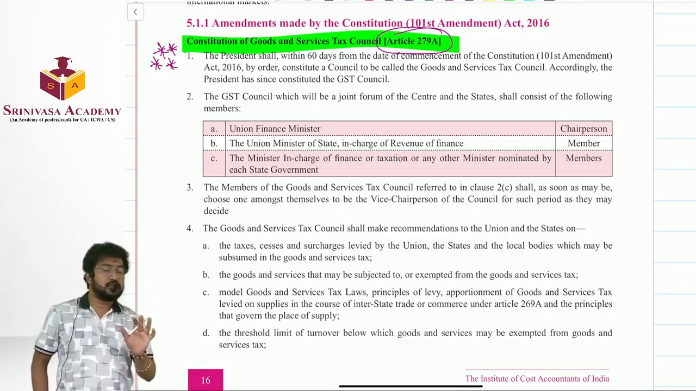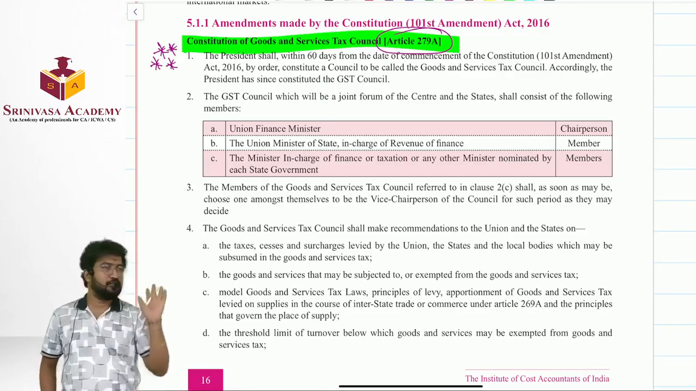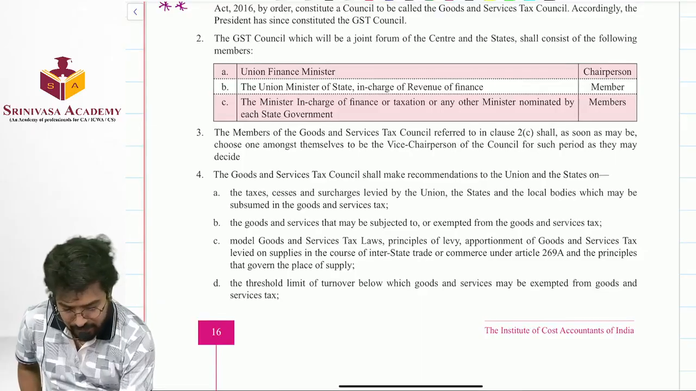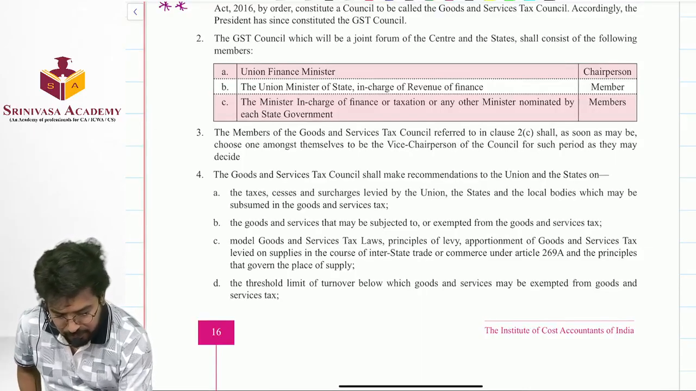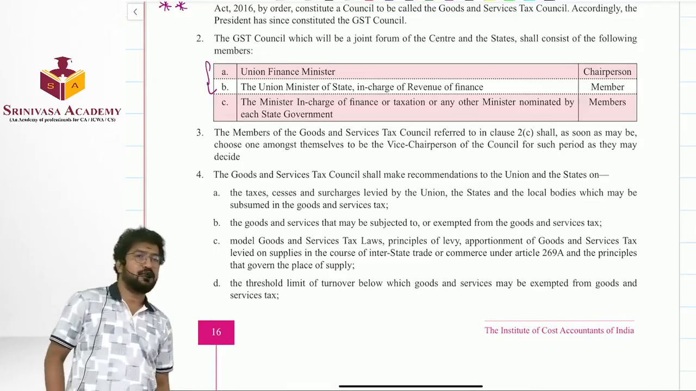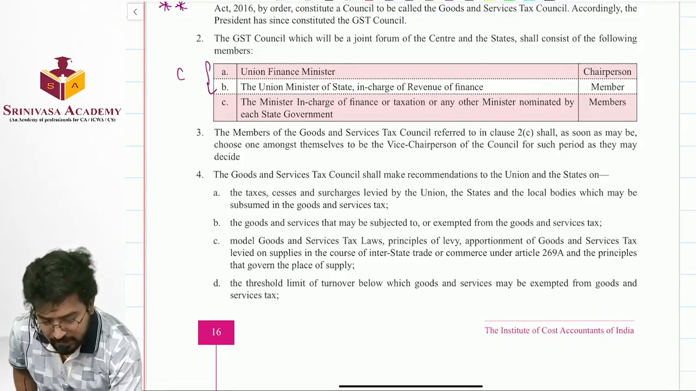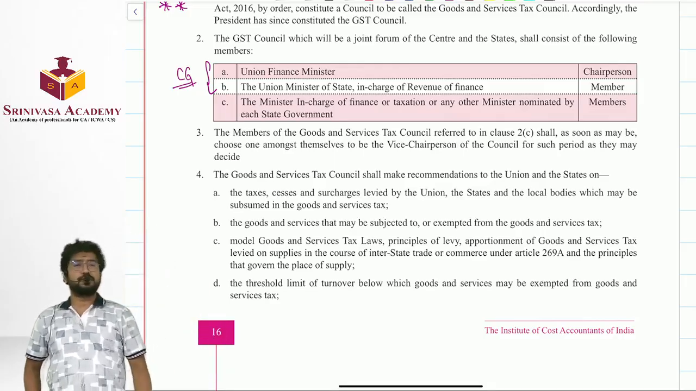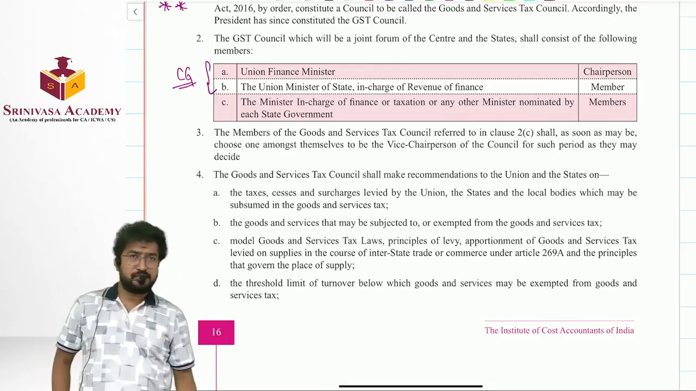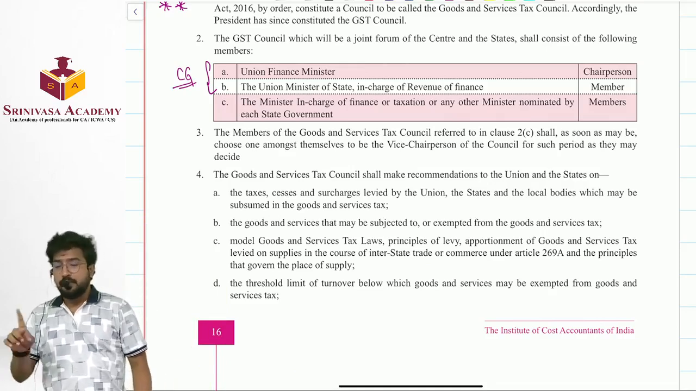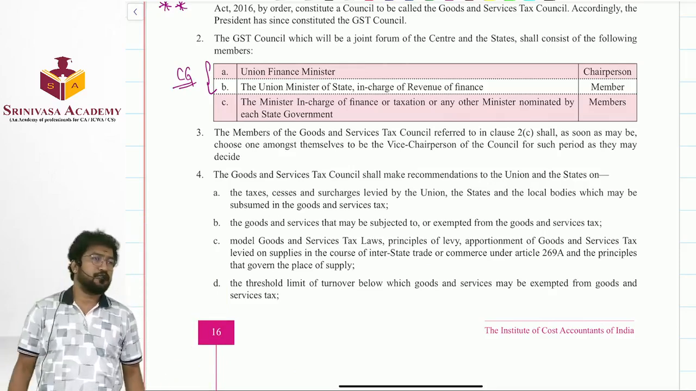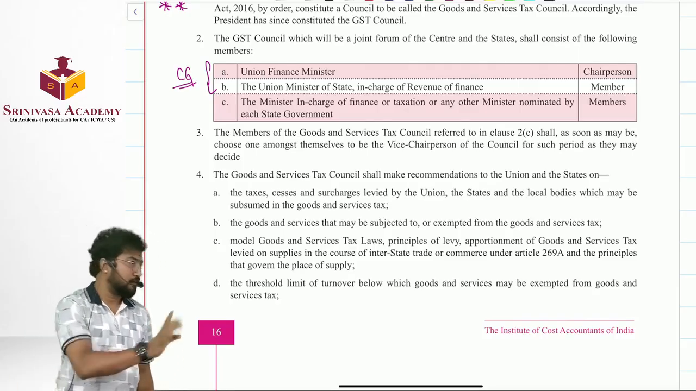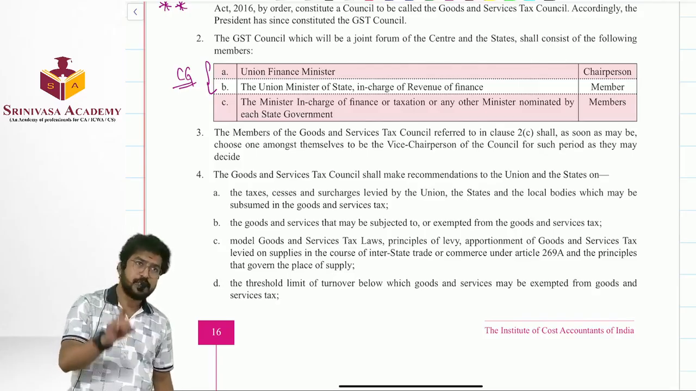And in this GST Council, who will be the members? One important thing. Now, please understand, from central government there will be two members. Point A and B you have here. These people are from central government. Who are those two members? One is Union Finance Minister. The other is Union Minister of State in charge of Revenue of Finance. Minister of State, in the name there is state, but that person is not from the state. That person is from central government.